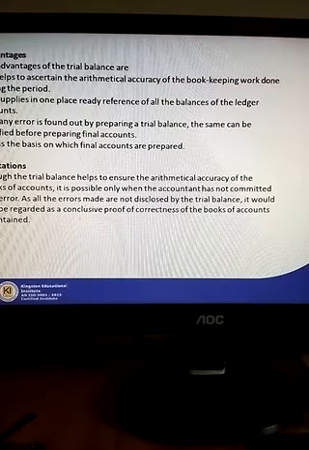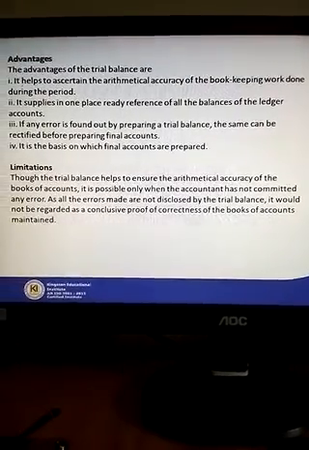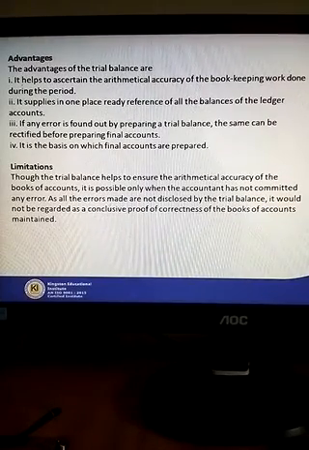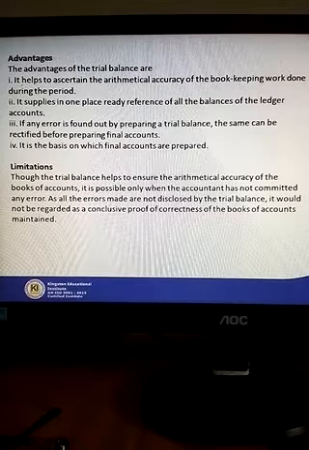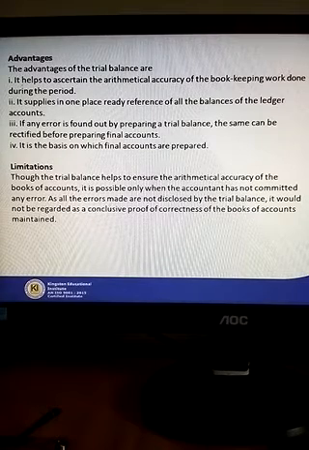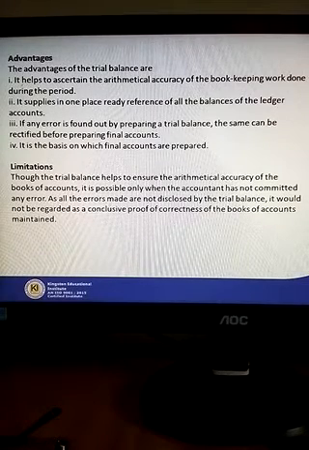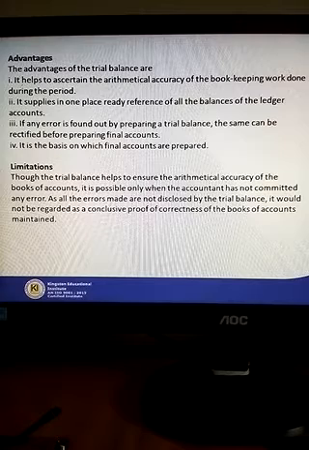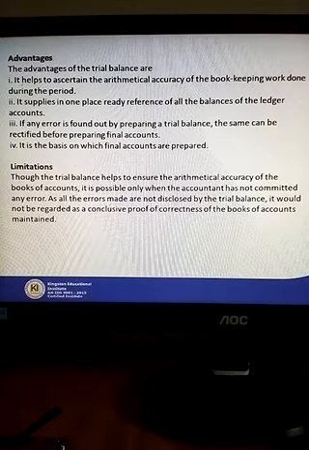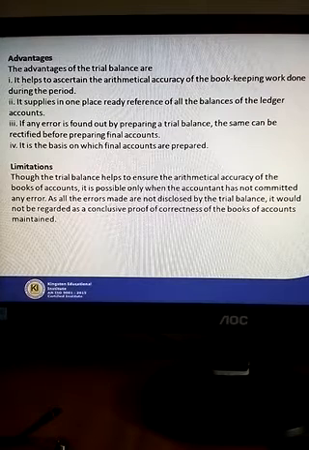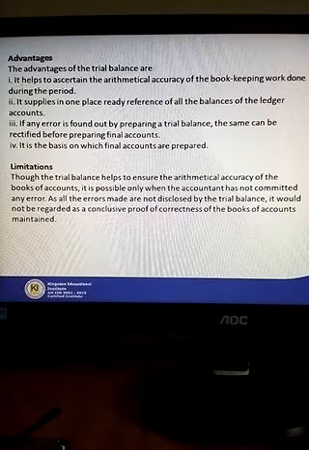Limitations. What are the limitations of trial balance? Though the trial balance helps to ensure arithmetical accuracy of the books of accounts, it is possible only when the accountant has not committed any error. All the errors made are not disclosed by trial balance, so it would not be regarded as a conclusive proof of correctness of the books of accounts maintained.